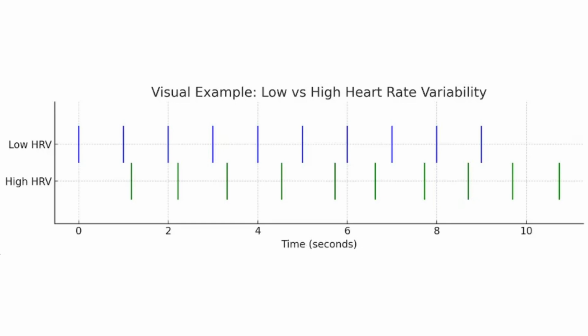Here we have 2 heart rate patterns over 10 seconds with 10 heartbeats. Both of these may have similar average heart rates, i.e. 60 beats per minute. The top heart rate pattern in blue represents a low heart rate variability.